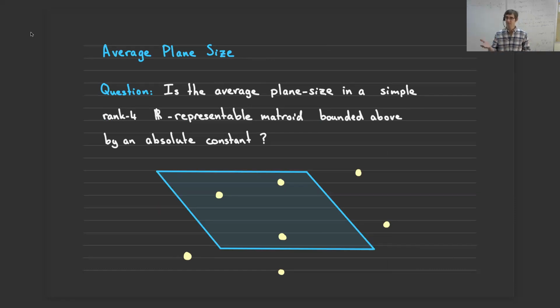Now we want to think about an analogous result for plane size. So instead of thinking about points in the plane, we now think about finite sets of points in 3-dimensional space, or in other words, I've got a simple rank 4 matroid, and I want to know, is it true that I'm going to get an absolute bound on the average plane size?